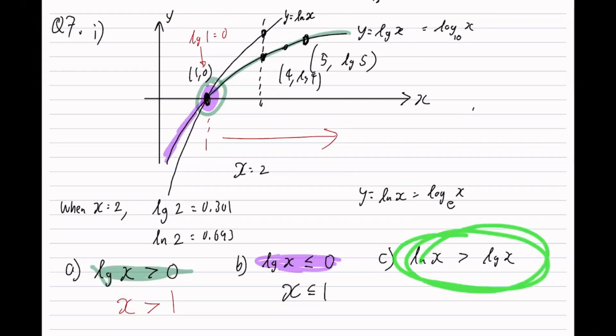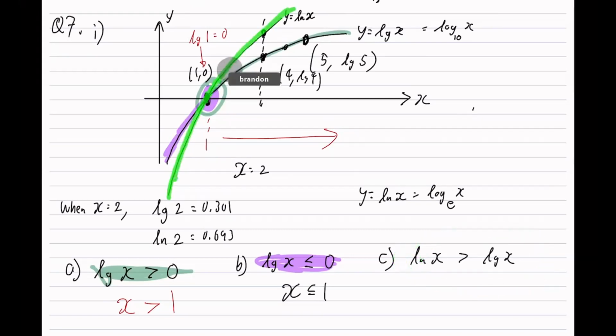ln x more than lg x means you want this ln x graph to be above the lg x graph. Which part will it be more? Exactly, correct. It's only this part, right? So only this part. So what's your solution for x? How do you get this part of the graph? You need to restrict x to be more than 1. Yes, good.